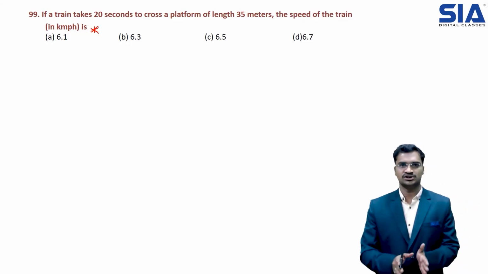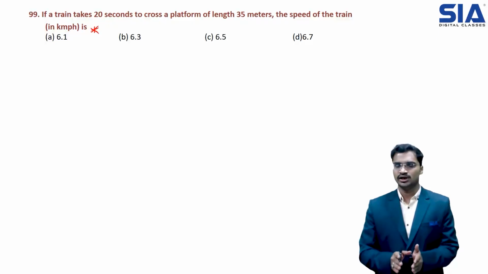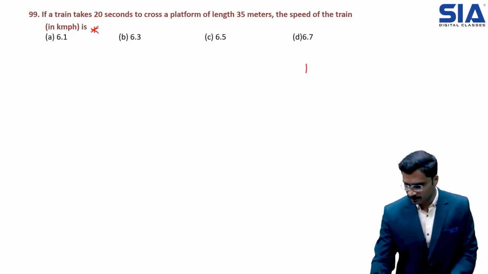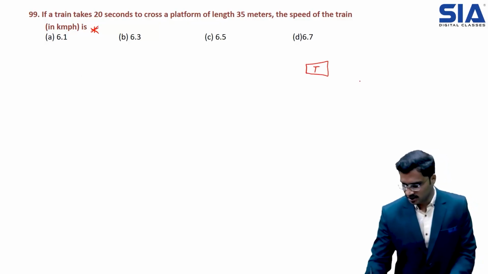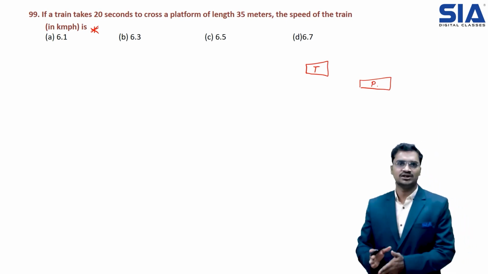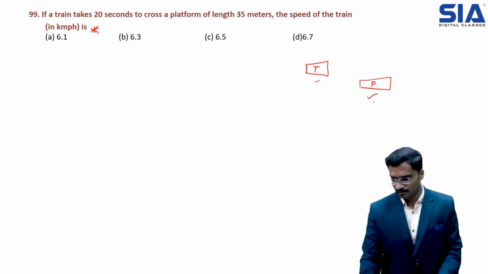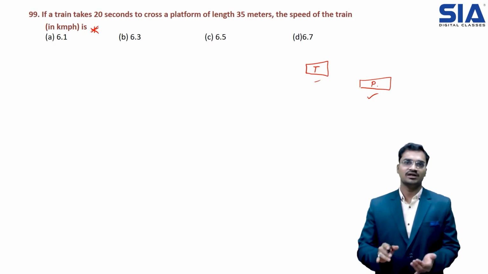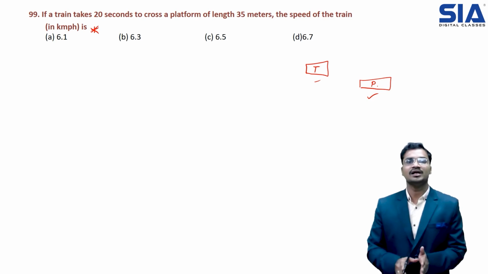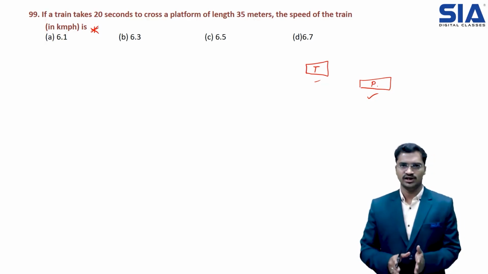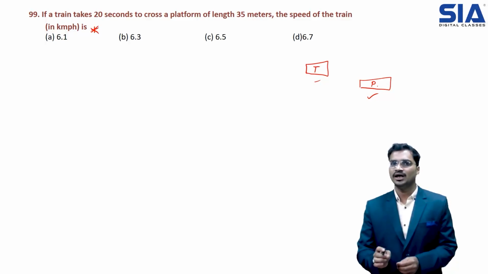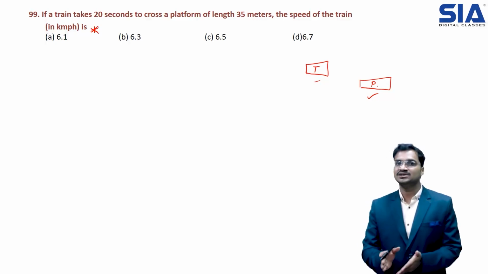The 99th question is wrong in our question paper because if a train is crossing a platform, the distance it covers is the train length and the platform length. It should cover the train length itself and the platform length itself. But here the length of the train is not given. So this question will be considered somewhat wrong.